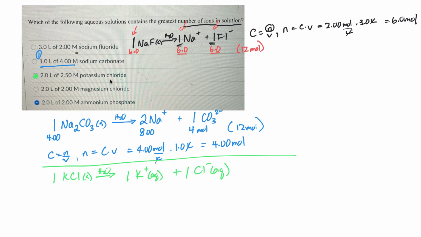Same formula, right? n is equal to C times V. Concentration is 2.5 moles per liter. The volume is 2, so that would give me 5 moles. Liters cancel, 5.00 moles. So if I have 5 of these, I wind up with 5 of those and 5 of those. Altogether, that's only 10. Okay, that's not going to be the answer. Magnesium chloride, let's do that one.